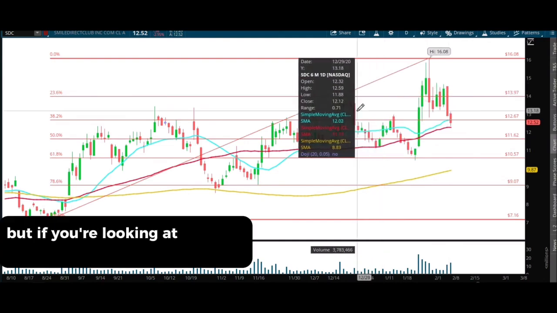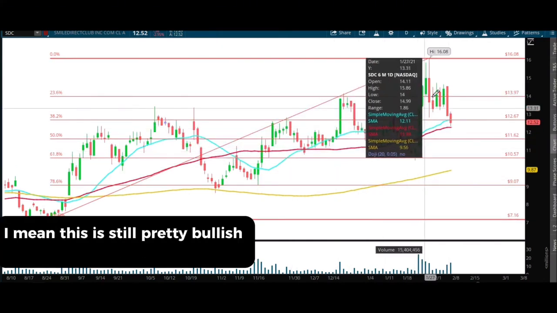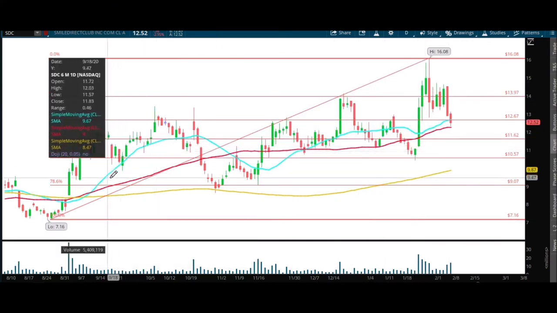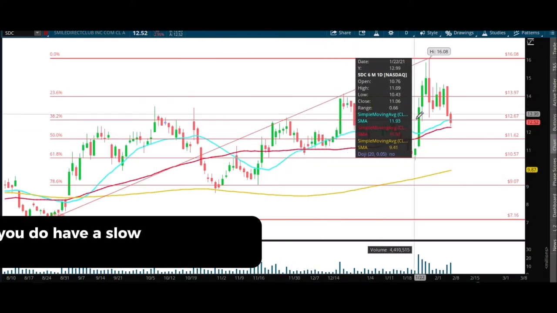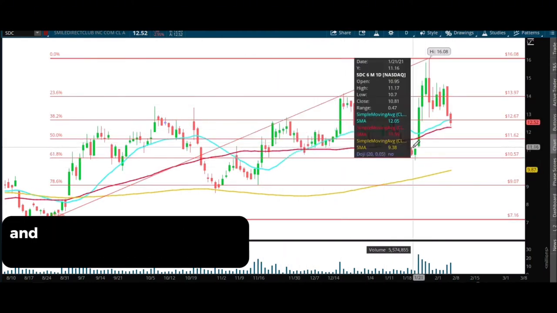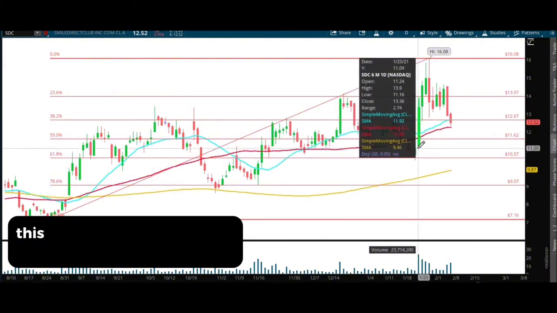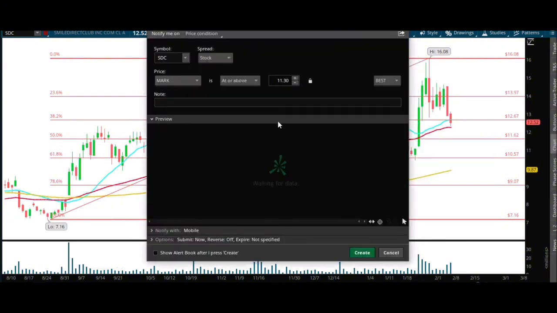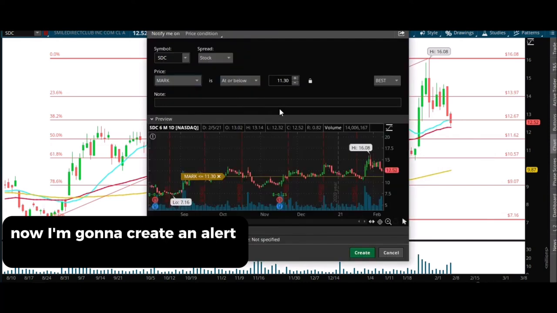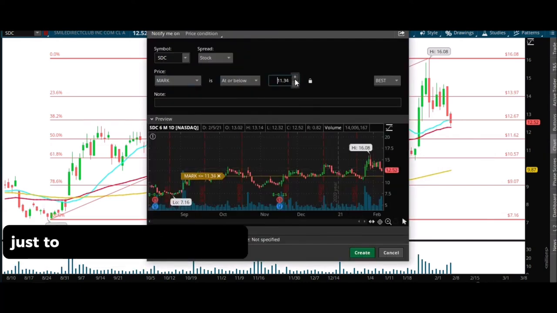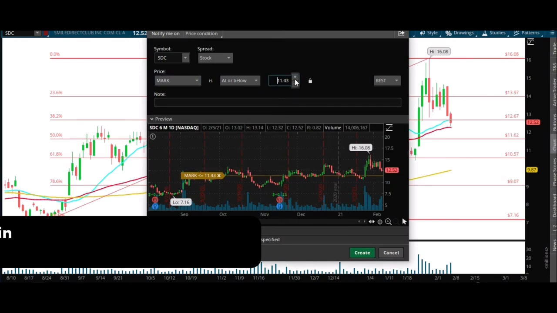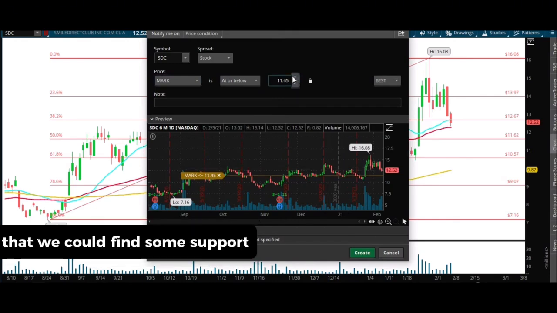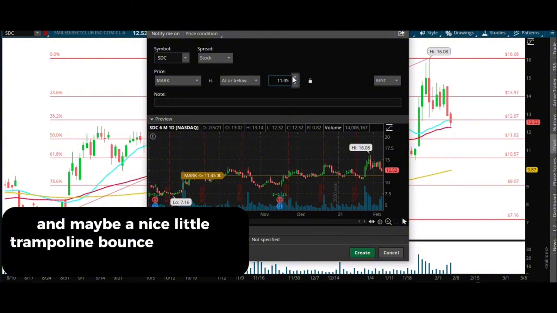But if you're looking at a swing trade, I mean, this is still pretty bullish even though we've pulled back. You do have a slow uptrend with a lot of pullbacks. And also you want to watch for this gap. As a reminder here, this gap right here would be another area of support. Now I'm going to go ahead and create an alert near that area just to remind me to be aware in case it starts to sell off or flush down that area, that we could find some support and maybe a nice little trampoline bounce down in that area.